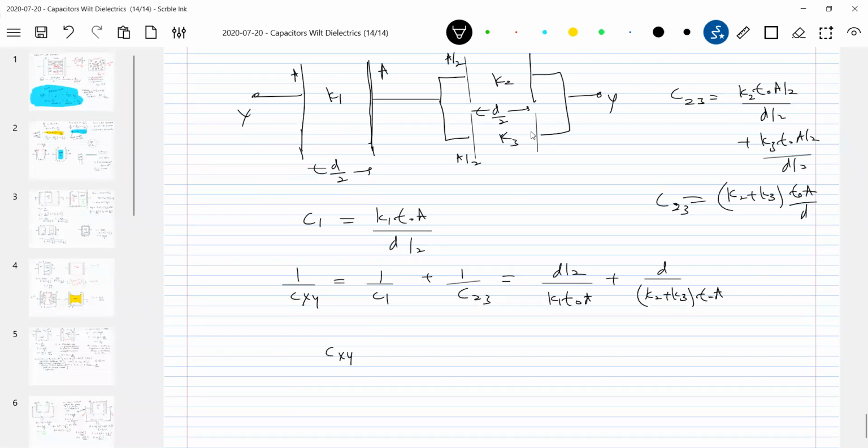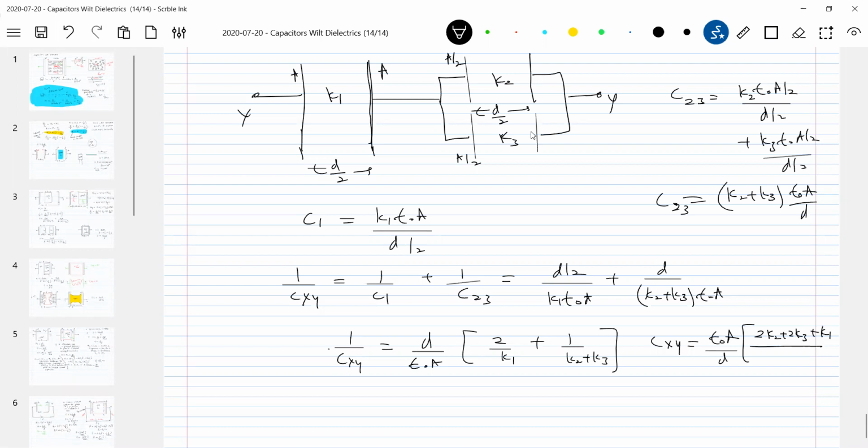So this should be 1 by 2 K1, d by epsilon naught A, plus 1 by K2 plus K3, d by epsilon naught A. Then epsilon naught A by d, 2 K2, 2 K3 plus K1. I got a different answer.